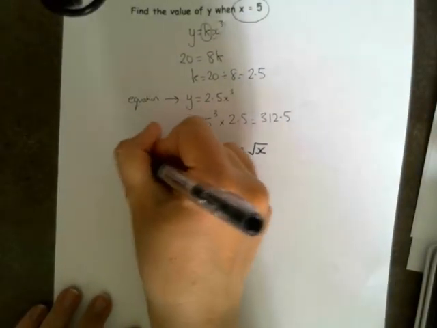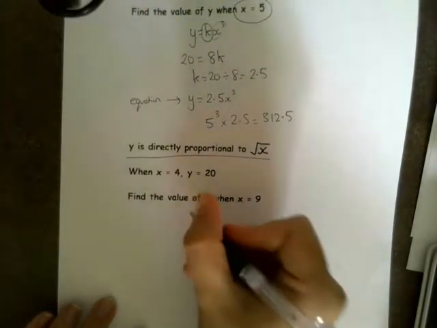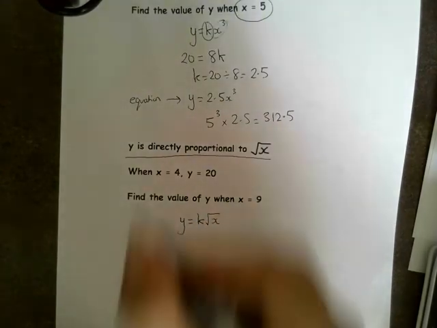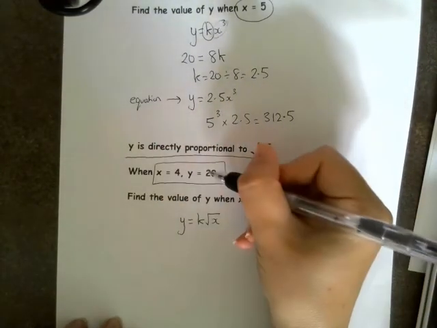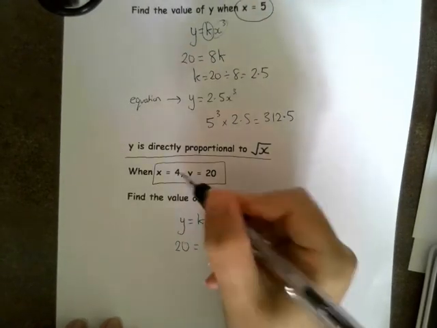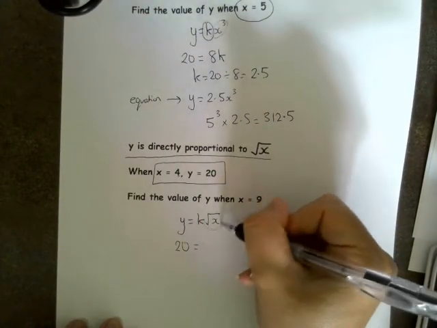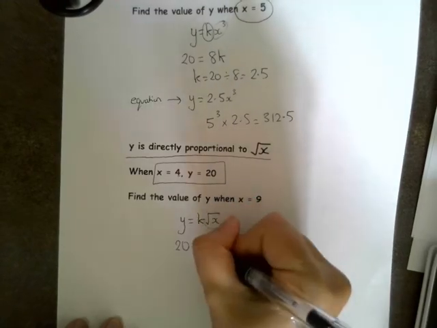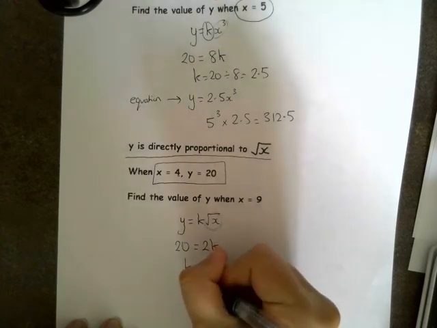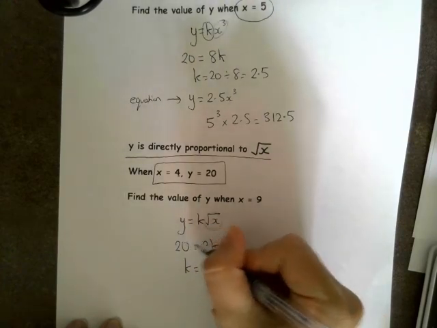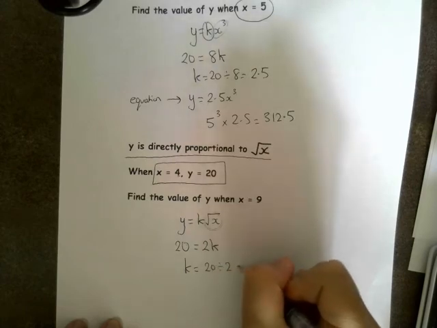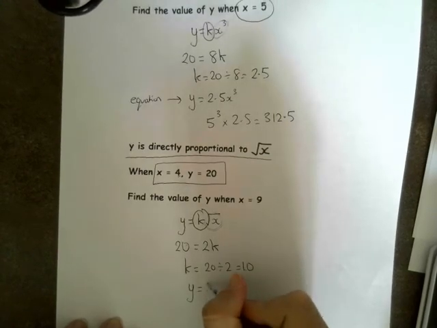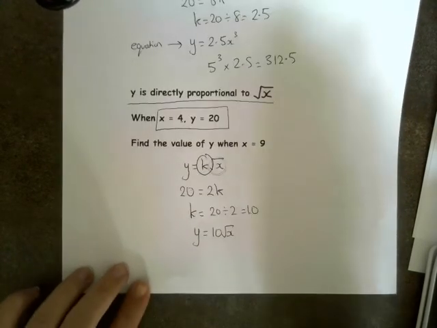Right, final one is a square root. So I know that y is directly proportional to the square root of x. So first thing I'm going to do is write y equals k square root of x. Next, stick in the numbers. So I know that y is 20 and x is 4, but this time it's the square root of x, isn't it? So square root of 4 is 2. So rather than k2, I'm going to write 2k. This is the first one where we've actually got a nice division. So it's 20 divided by 2, which is 10. So replace that k with 10. So it'll be y equals 10 times the square root of x.